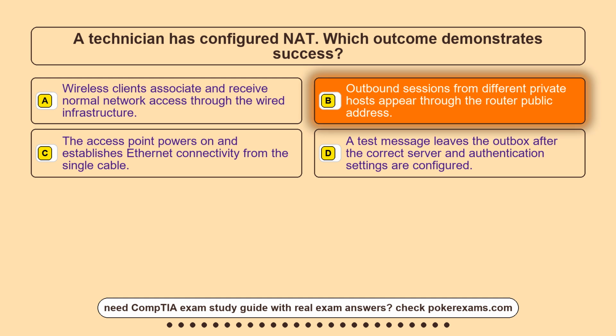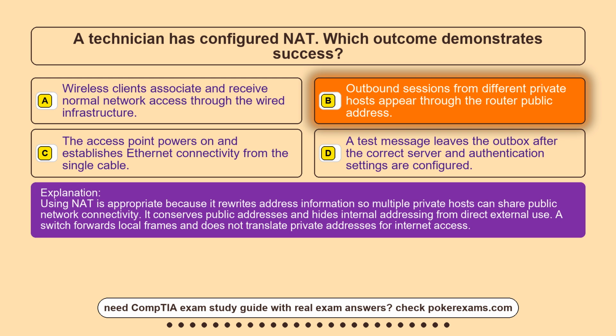The correct answer is option B. Outbound sessions from different private hosts appear through the router public address. Using NAT is appropriate because it rewrites address information so multiple private hosts can share public network connectivity. It conserves public addresses and hides internal addressing from direct external use. A switch forwards local frames and does not translate private addresses for internet access.